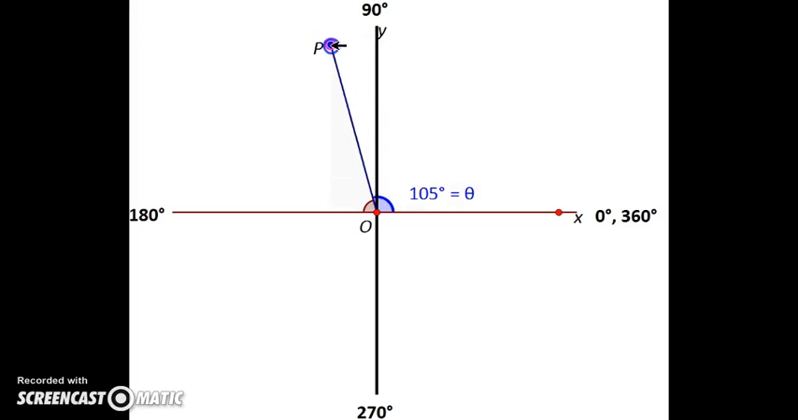Rotating into quadrant 2 to a 130 degree angle, 130 degrees would be a little closer to the 90 line than it is to the 180. And continuing our rotation here into the third quadrant, 230 degrees would be a little closer to 270 than it would be to the 180. And likewise into the fourth quadrant, if we go to 310 degrees, that would be a little closer to the 270 line than it would be to the 360 line.